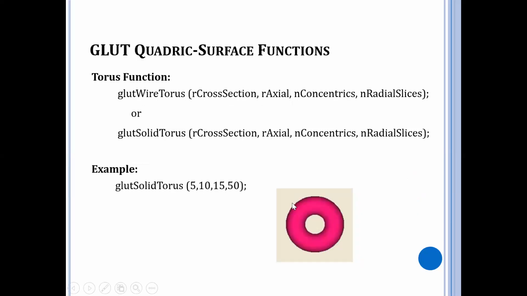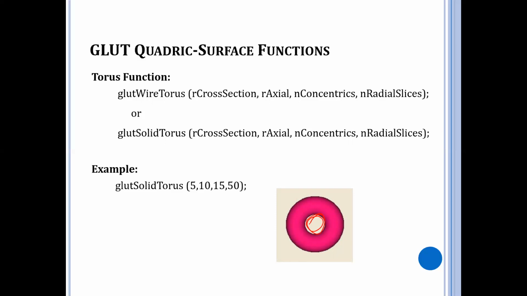Next comes the torus. Again, when we speak about torus, it is the wired representation or the solid representation. The arguments for this function are R cross section, R axial, N concentrics, and N radial slices. What exactly do they represent? The R cross section is the radius about the coplanar Z axis. R axial is the distance of the inner center circle from the Z axis. So what is the distance of this inner circle from the Z axis?